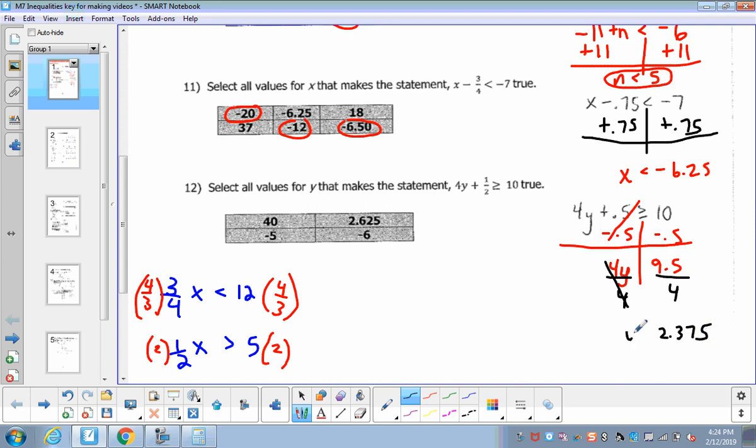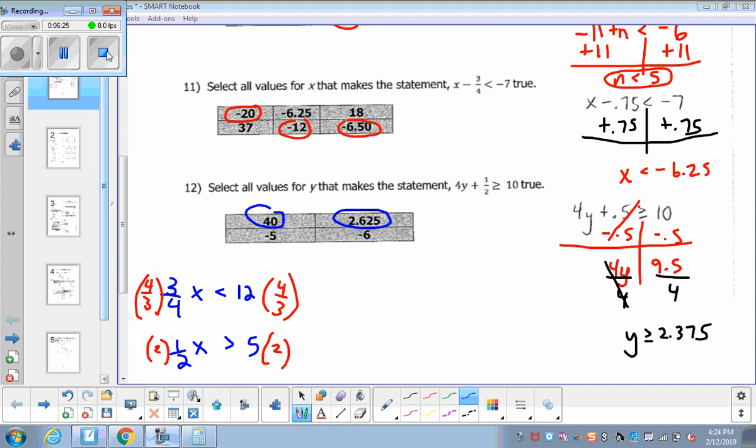So y here has to be greater than or equal to 2.375. And over here, this positive 40 would work. A 2.625 would work. And the two negatives will not work. That takes care of the video for page 13.